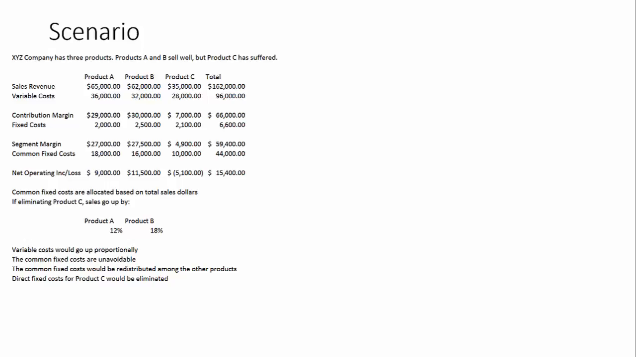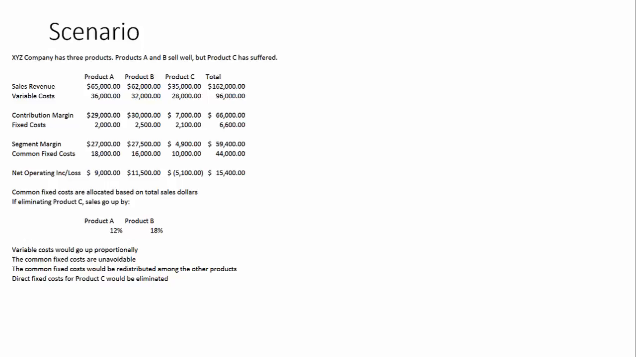So here's our scenario. We have product A, product B, they've been selling pretty well, but product C has suffered. And our net operating income and loss, as you can see, is $9,000 for product A, $11,500 for product B, and a loss of $5,100 for product C. Common fixed costs are allocated based on total sales dollars. And if we eliminate product C, sales will go up for product A by 12% and product B by 18%.